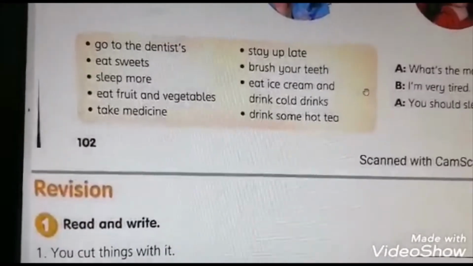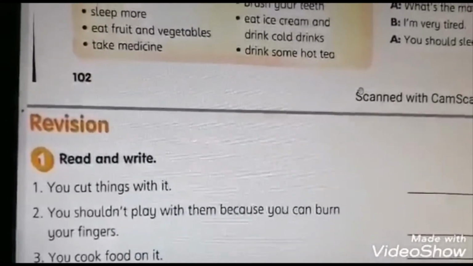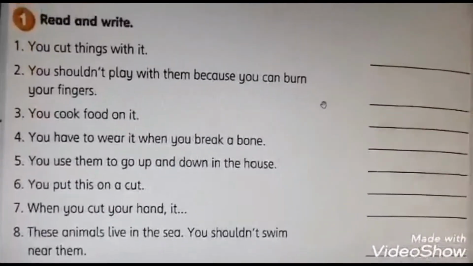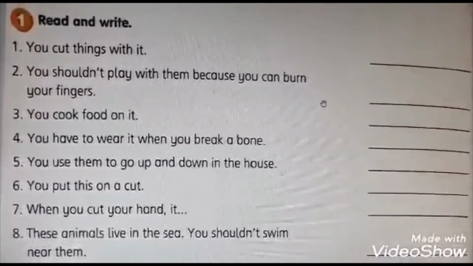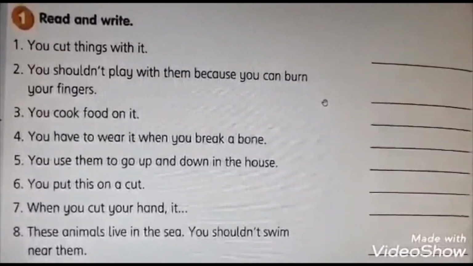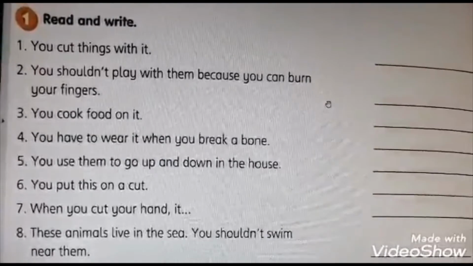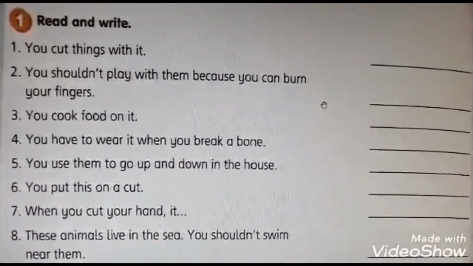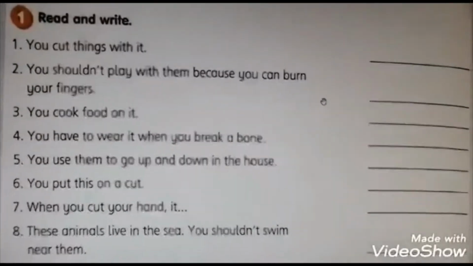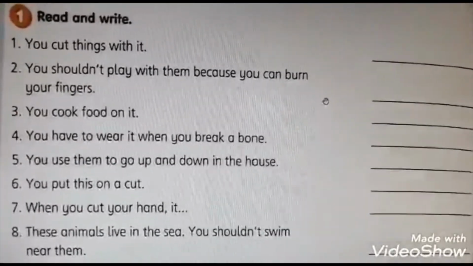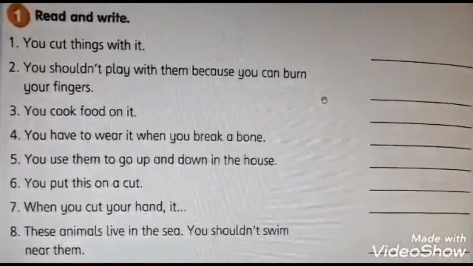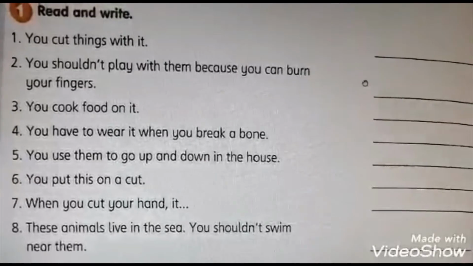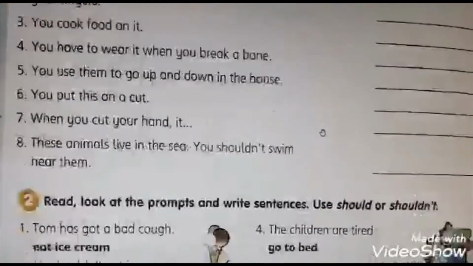Look at your workbook. Workbook page number 92. Read and write. You cut things with it. So what is this? To whom you cut these things? Do you have any idea? Yes, knife. Number 2. You shouldn't play with them because you can burn your fingers. We already learnt in our lesson, so you can read these sentences and please write the correct option.